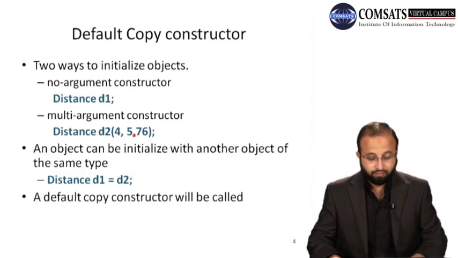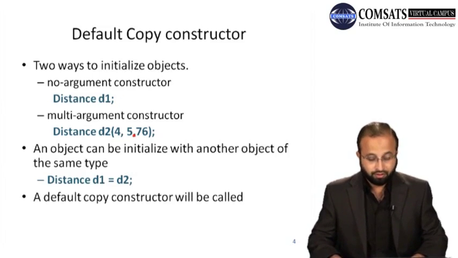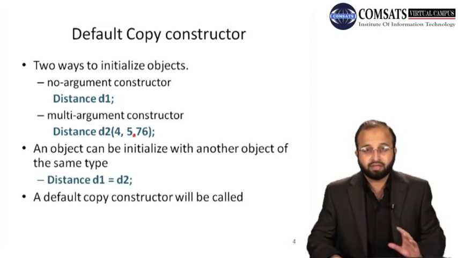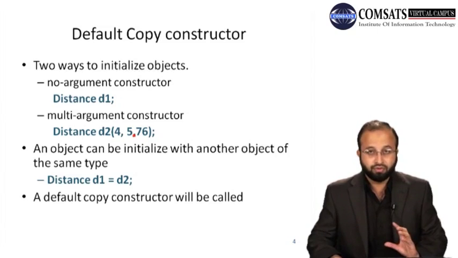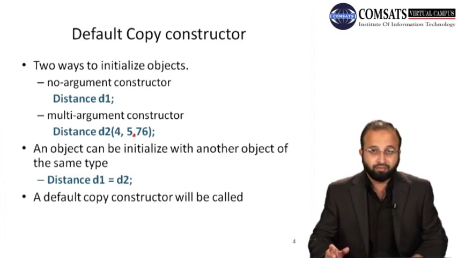Now in this case a default copy constructor will be called. A default copy constructor is a copy constructor that is provided by the compiler, right? So if you don't write any copy constructor for your class, and if you write such a statement, which is a valid statement, then behind the scenes a default copy constructor will be invoked that will copy the values of the d2 object into d1, right?